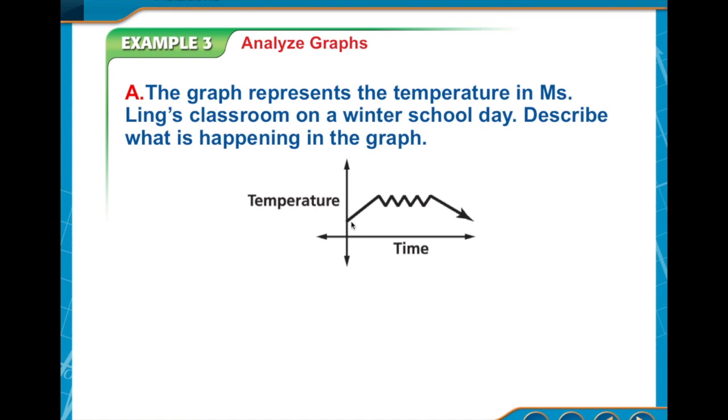So for this, let's look. We see the temperature is going up. As time is going along, the temperature goes up. It drops, up, drops, up, drops. So it's going back and forth, back and forth. And then it reaches a point where it just plummets and goes down over time.